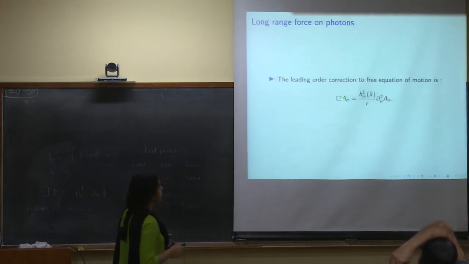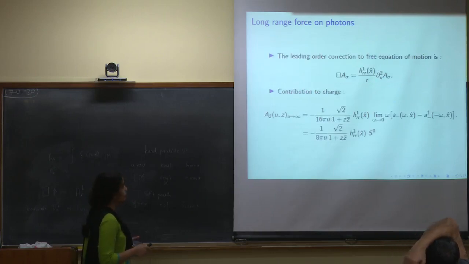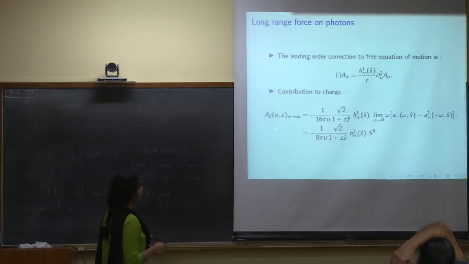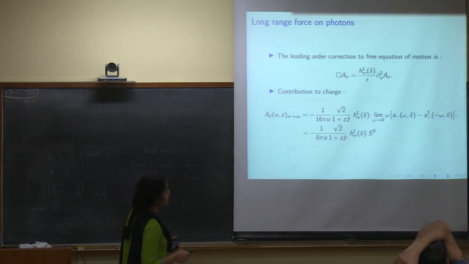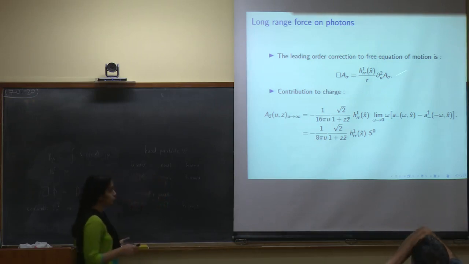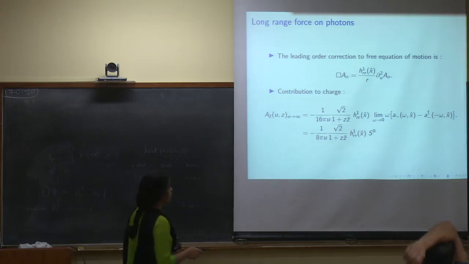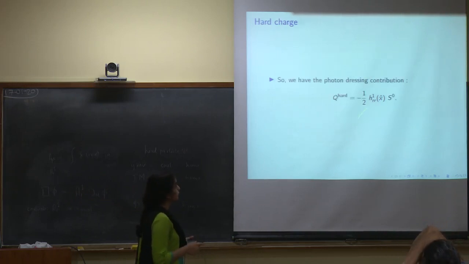So the leading order correction to the equation of motion of the gauge field is again governed by HRR1, and we can just find the contribution to the charge. So again this is the free data. It has a 1/u term that comes from this piece, and it contributes to the charge, and we see that this contribution depends on the leading soft mode. That's how we get this S0 factor. So the contribution from the photon dressing is of this form, HRR1 times S0. Okay.